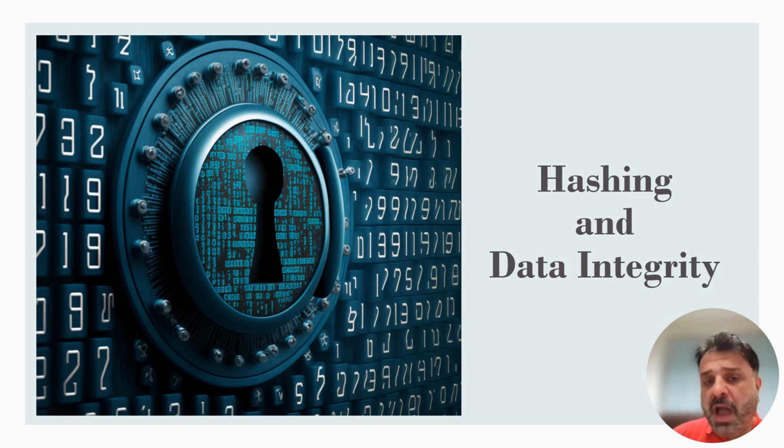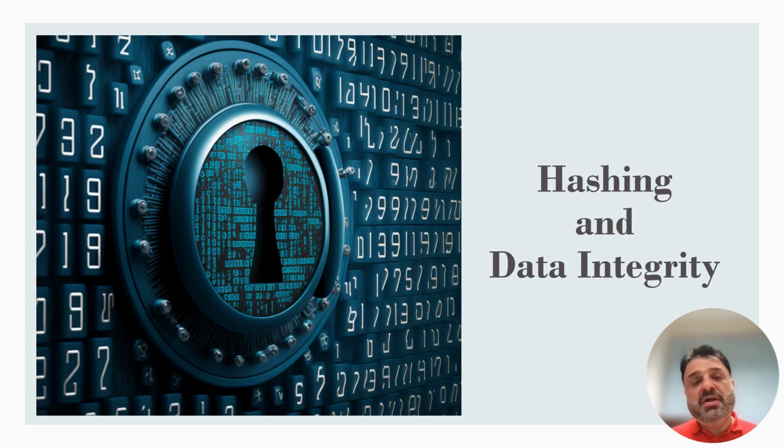How can hashing ensure data integrity? The first step is generating a hash. A hash value is calculated for the original data before transmission. After receiving or retrieving the data, the same hashing algorithm is applied to it. If the hash value matches the original, the data is intact. If it doesn't match, the data has been tampered with.